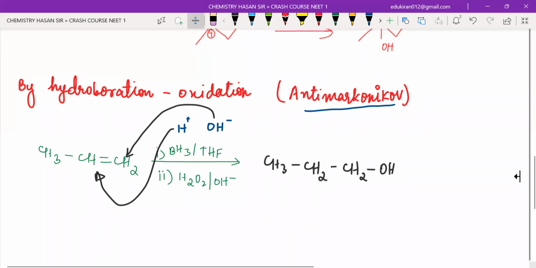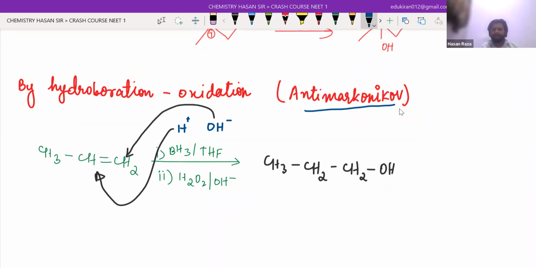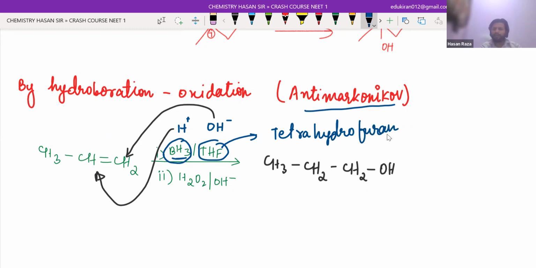So what is BH3 doing? BH3 is your borane. Are you talking about this BH3? Yes, sir. This THF is a compound which is tetrahydrofuran. Are you getting my point? Yes, sir. Okay. Now the next.